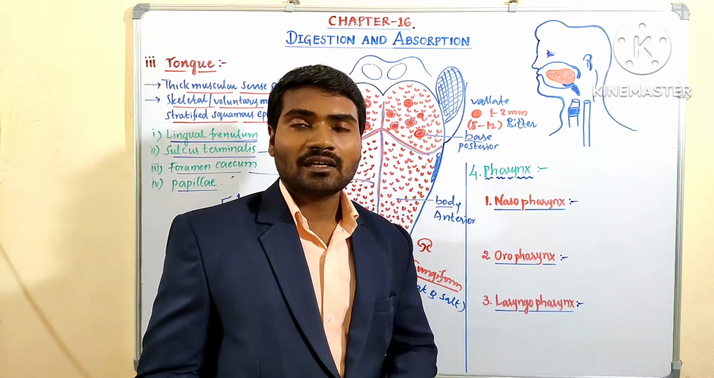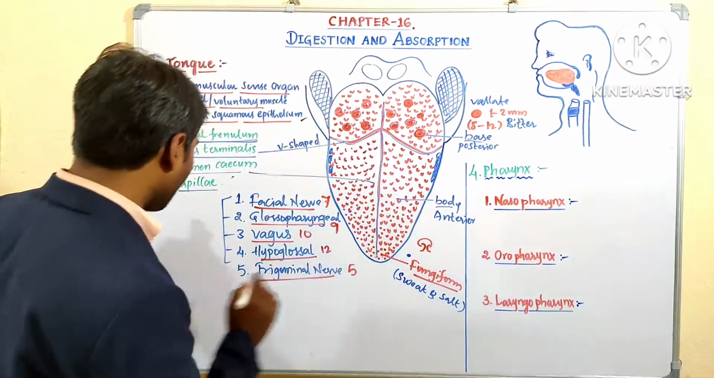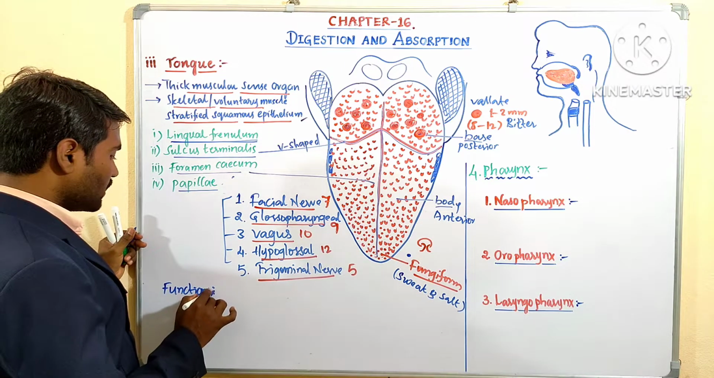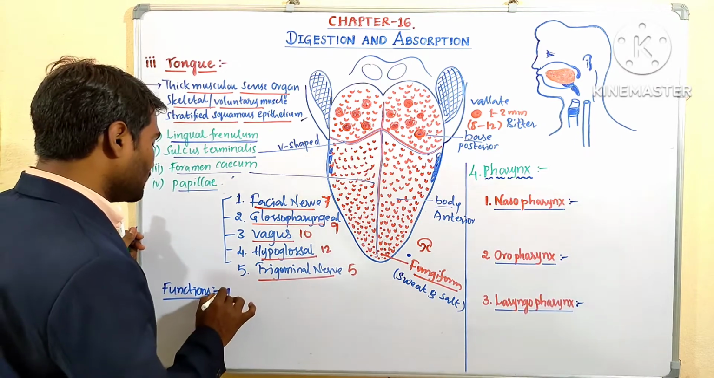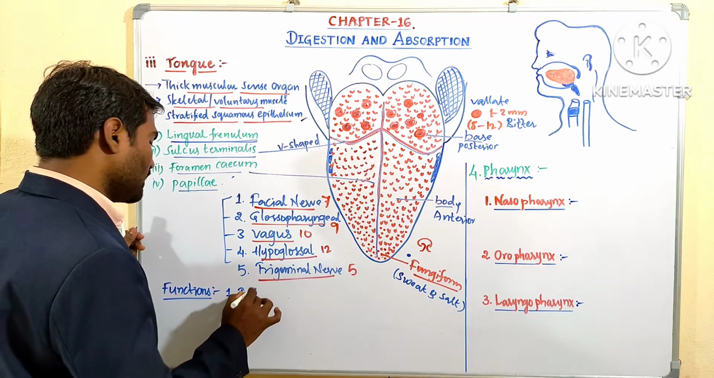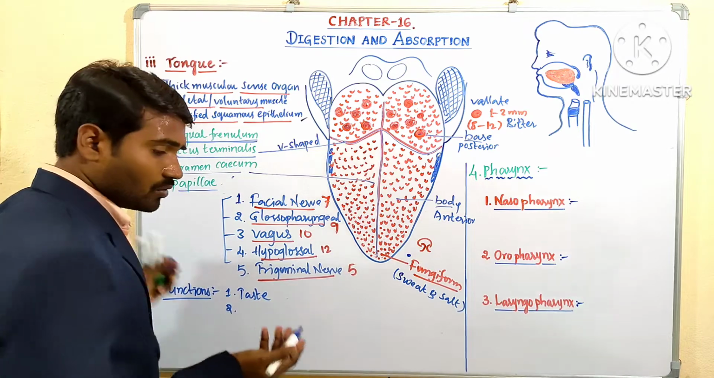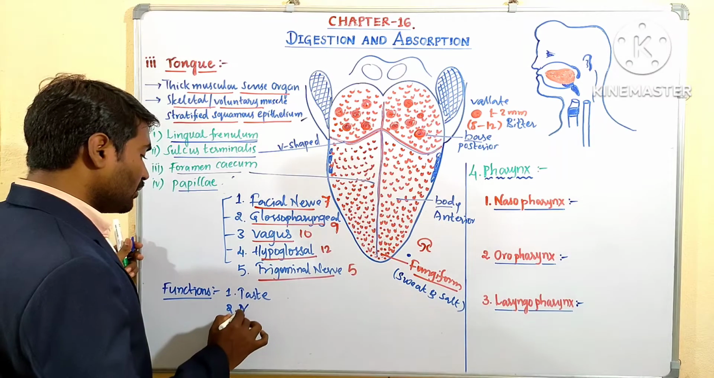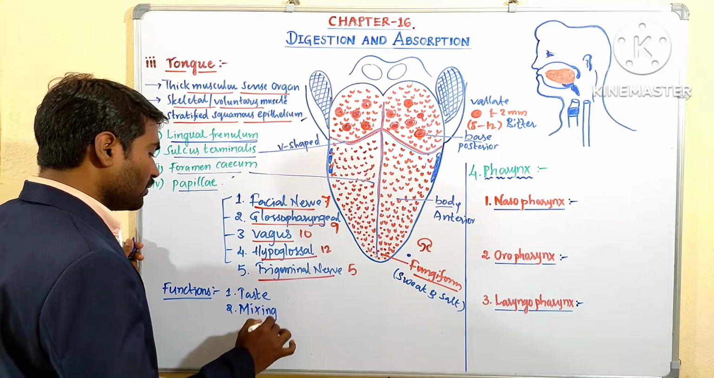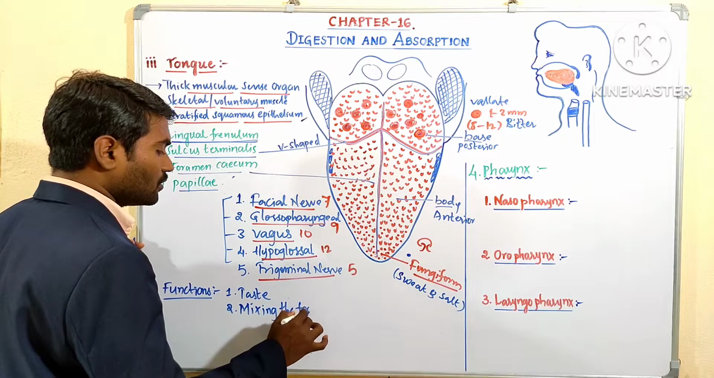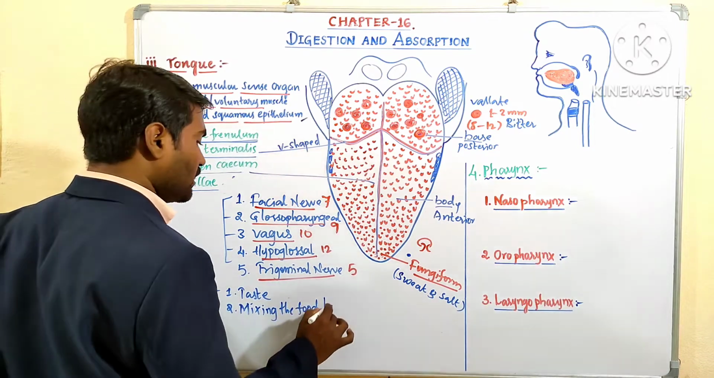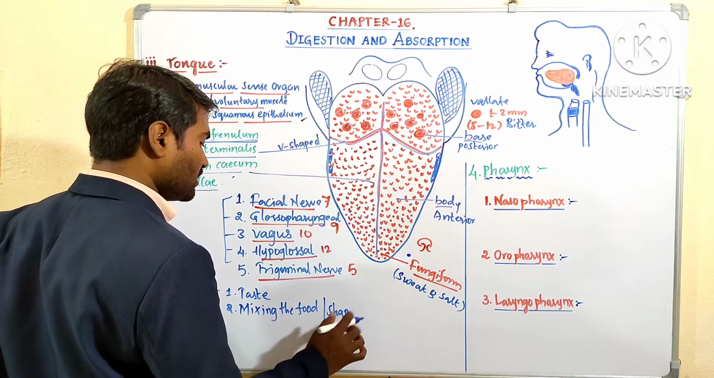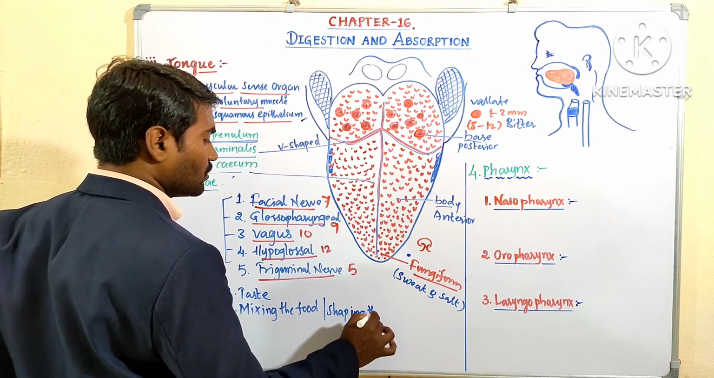Then what are the functions of the tongue, sir? Finally, we will talk about the functions. As we know, the tongue helps in taste, everyone knows that. So it helps in the identification of taste, and also it helps in mixing the food with saliva. It gives shape to the food, mixing and shaping the food.